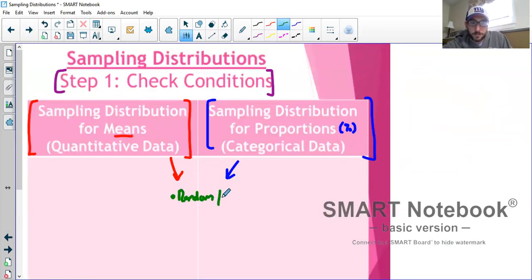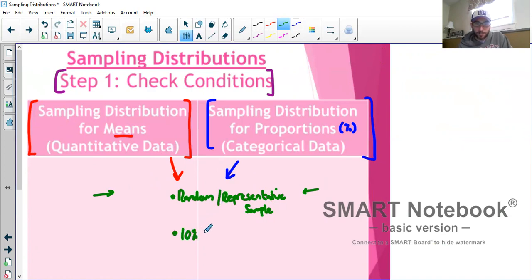The first thing is we always want a random, or in other words, a representative sample. We want our data to be collected the right way. That shouldn't surprise us. I'm writing this in green in the middle because it applies to both of these. Whether you're talking about means or proportions, we always want a random or representative sample.